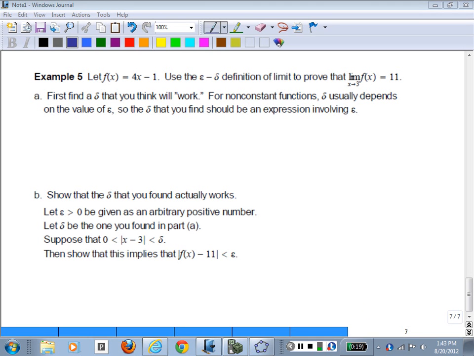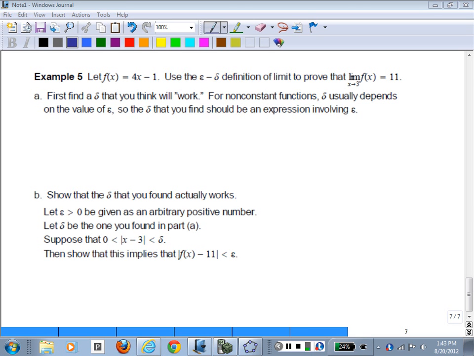First of all, you think it might be true. X gets really close to 3. Is 4 times x minus 1 going to be really close to 11? Well, since 4 times 3 minus 1 actually equals 11, yeah, you figure it's going to be pretty close. This is a well-behaved function.